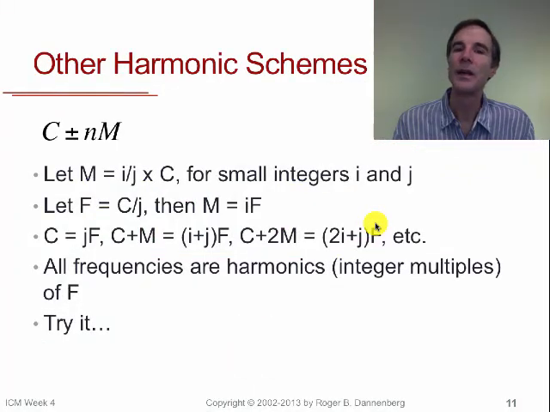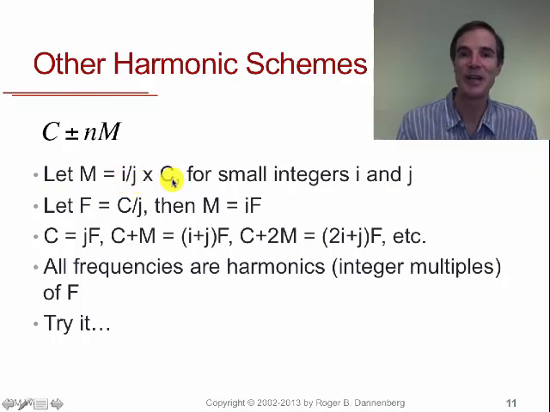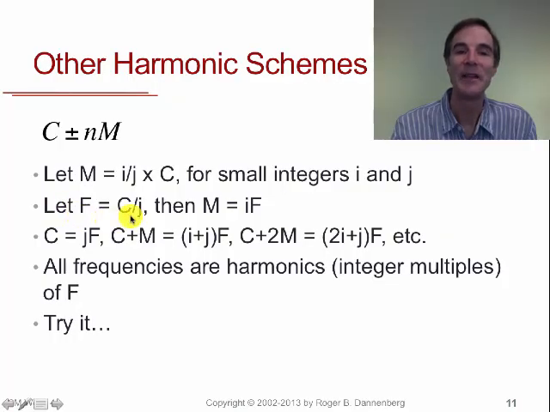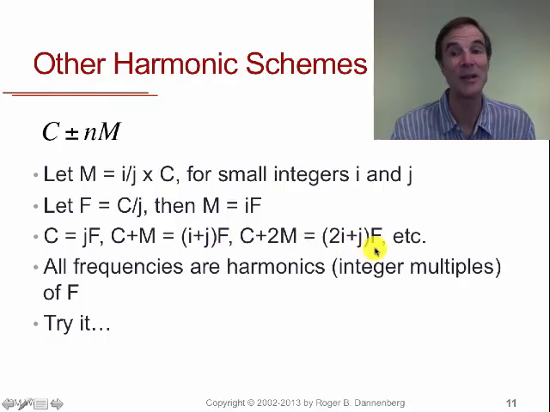Okay, so we can have other schemes for harmonics. If we let M equal I over J times C for small integers I and J, and let F equal C over J, then M is equal to I times F, C is equal to J times F, so C plus M is (I plus J) times F, C plus 2M is (2I plus J) times F, etc.